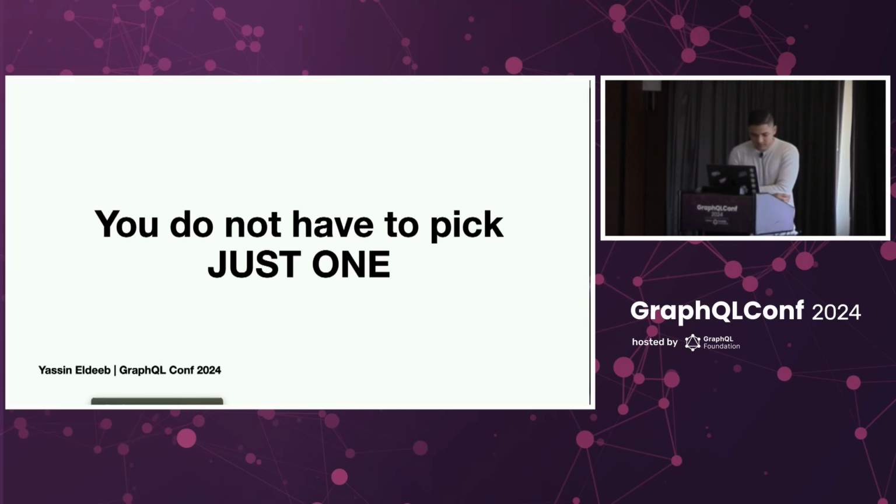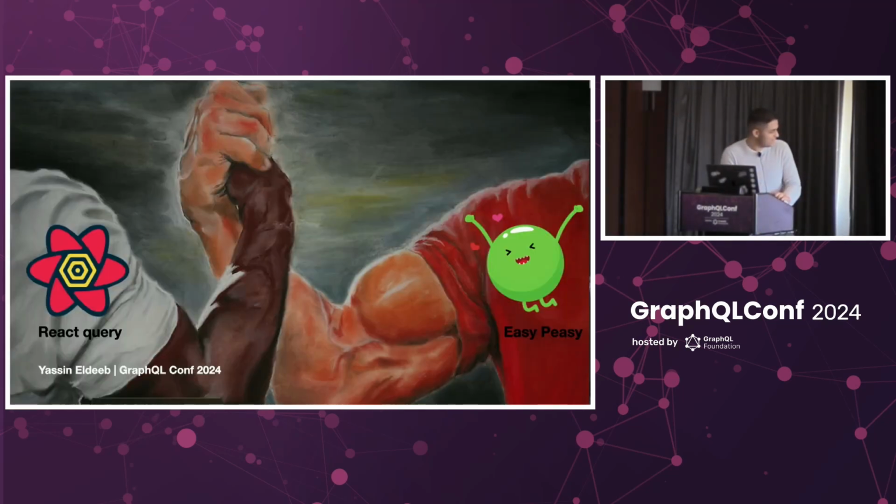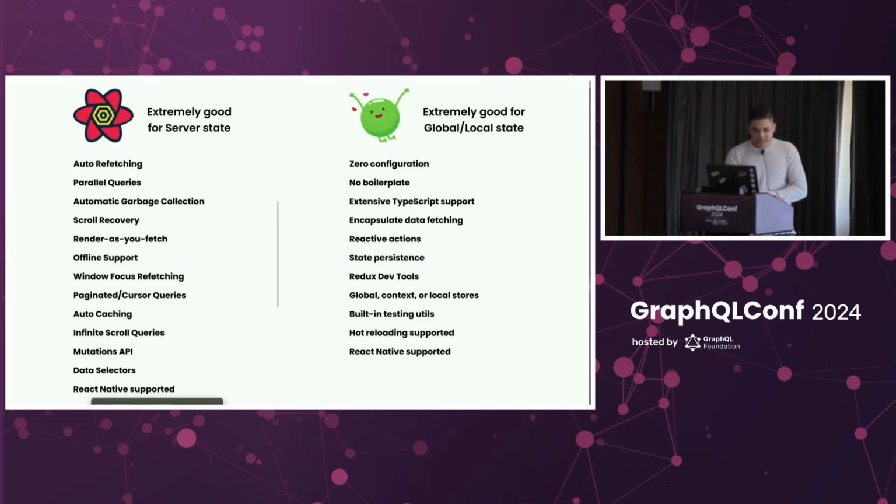And I found that you don't really have to pick one, because I always see this: you pick one state management library and you just stick with it. You deal with its issues and stuff like that. I found two specific ones that work really, really well together, especially with mobile applications, especially cross-platform mobile applications, which are React Query and Easy Peasy. And I'm going to illustrate in a second why I chose those exactly.